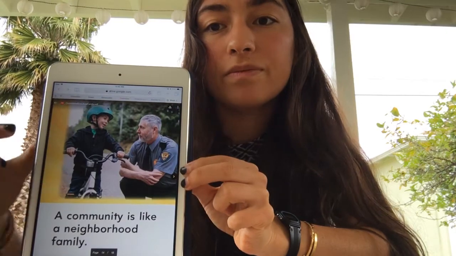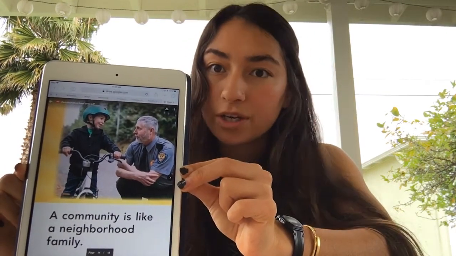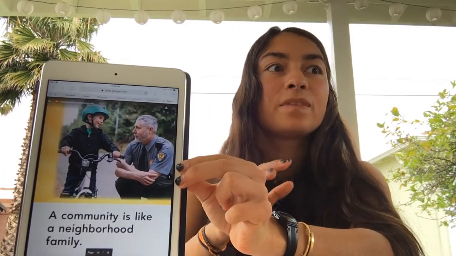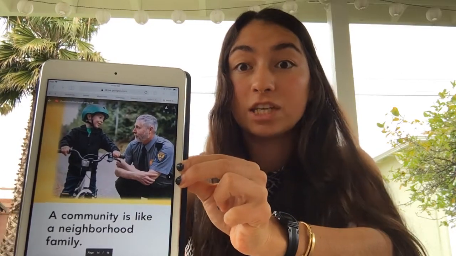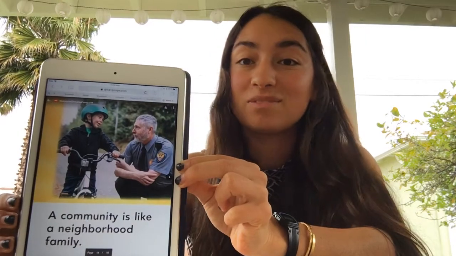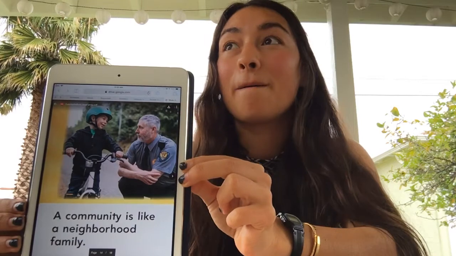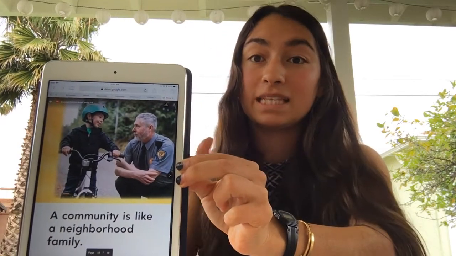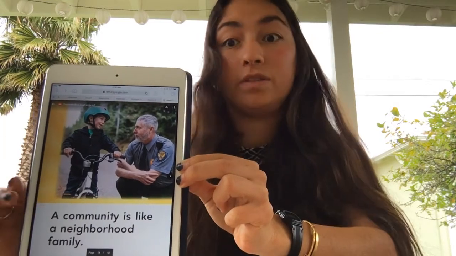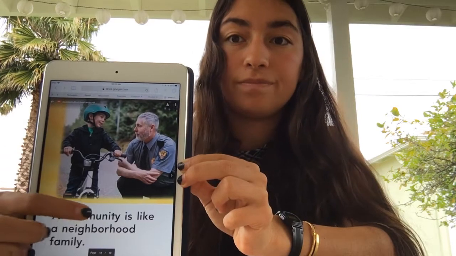A community is like a neighborhood family. Oh, so a neighborhood is where you live. It's like, maybe 42nd Street is in your neighborhood because it's near where you live. I remember one time Paige said that we lived on the same street. And then she was just kidding. We don't live on the same street. But if we did, that would mean that we lived in the same neighborhood. And since I live close to 42nd Street, we probably do live in the same neighborhood. So a community is like a neighborhood family.